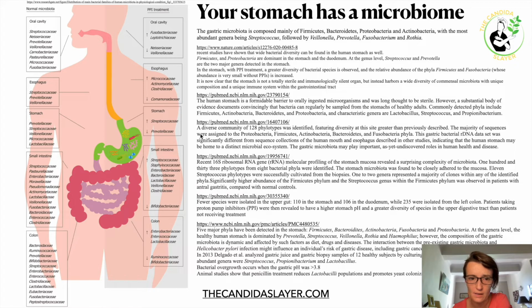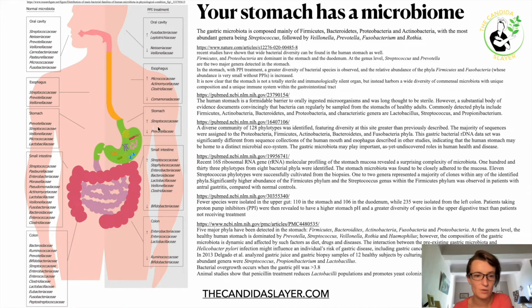Yeah, so here it says a diverse community of 128 phylotypes was identified, featuring diversity in this site greater than previously described. The human stomach is a formidable barrier to orally ingested microorganisms and was long thought to be sterile. However, a substantial body of evidence documents convincingly that bacteria can regularly be sampled from the stomachs of healthy adults. And in this study, it says bacterial overgrowth occurs when the gastric pH was above 3.8.